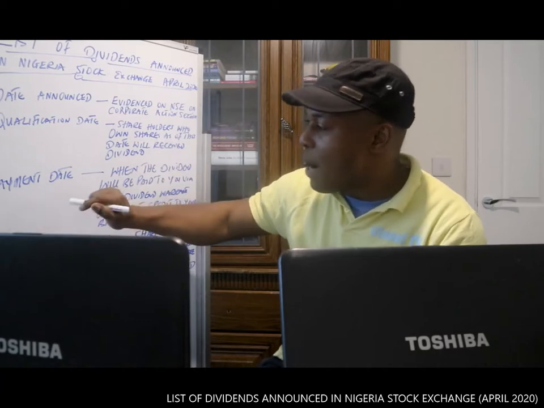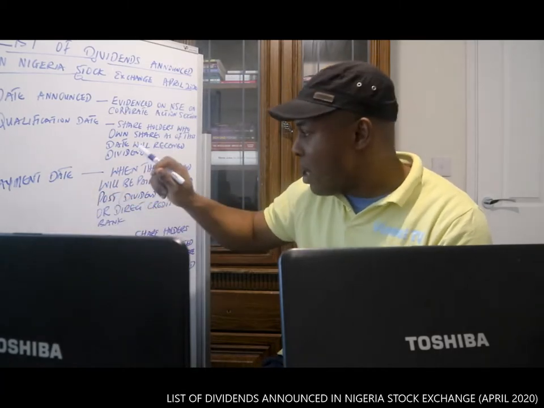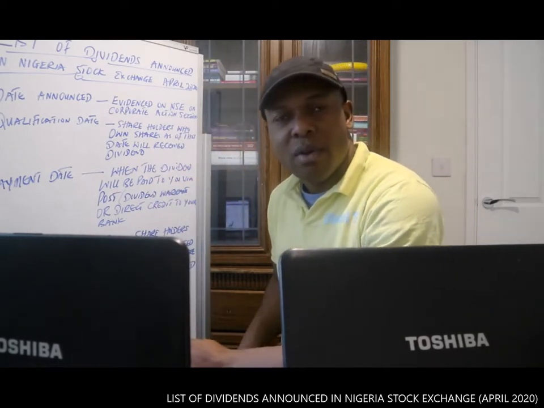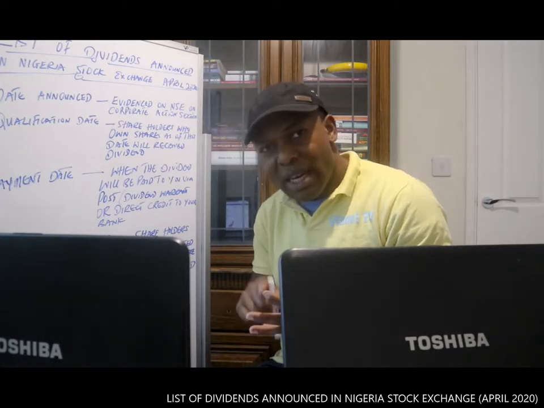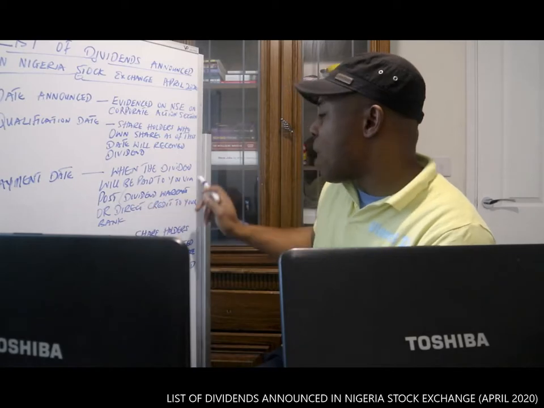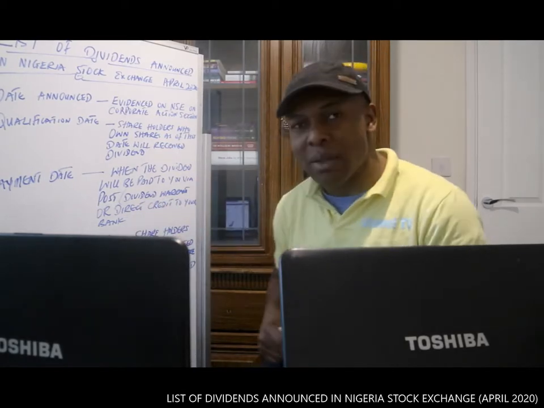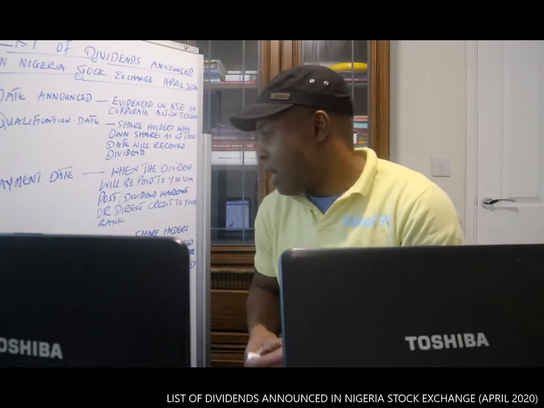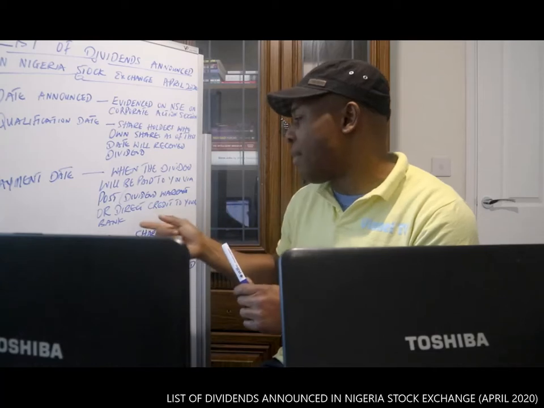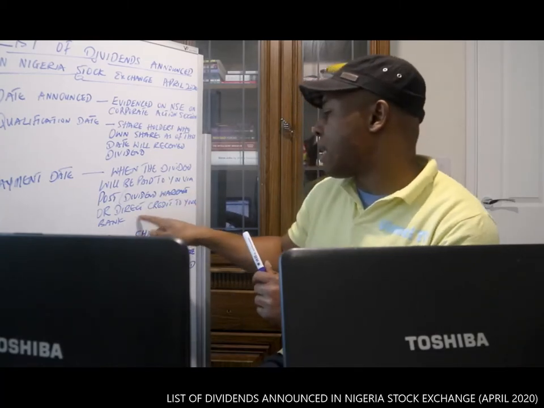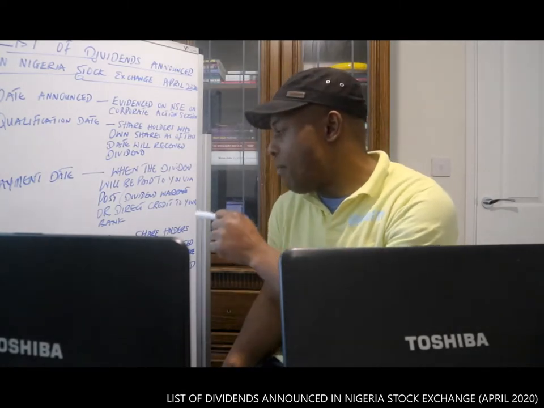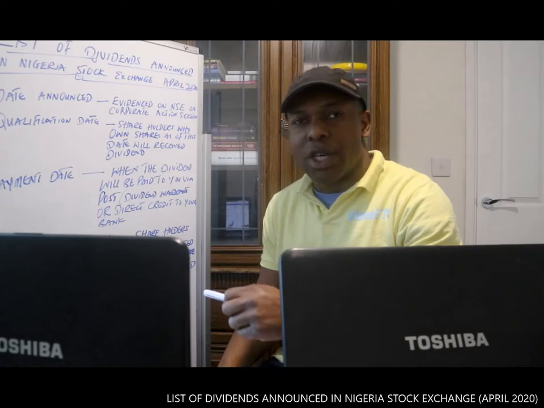Also, you need to keep an eye on the payment date. The payment date is the date when the dividend will be paid into your bank, either via post, which is a dividend warrant, or by direct credit into your account. Like myself, I live here in the UK, I don't receive dividends via post. I receive them directly via direct credit to my bank account in Nigeria.